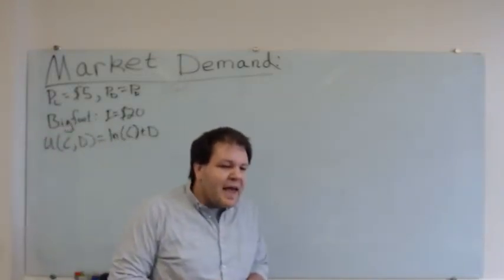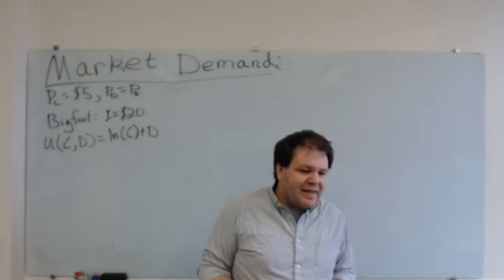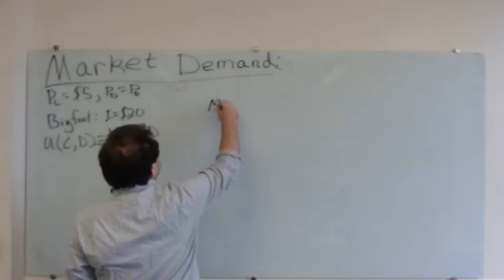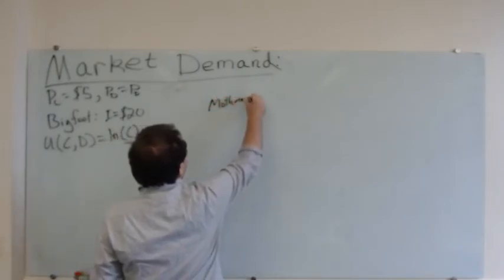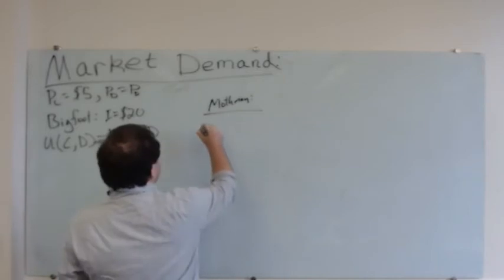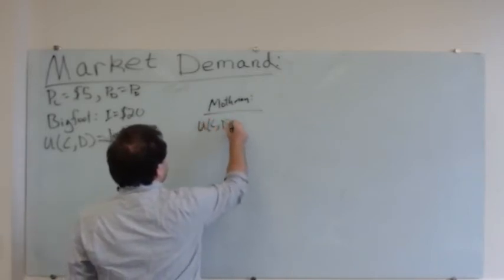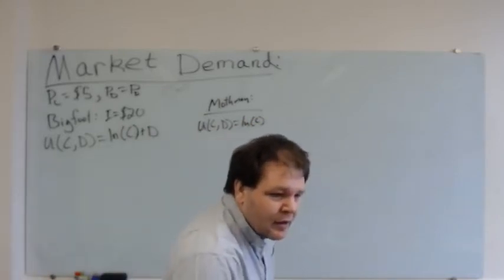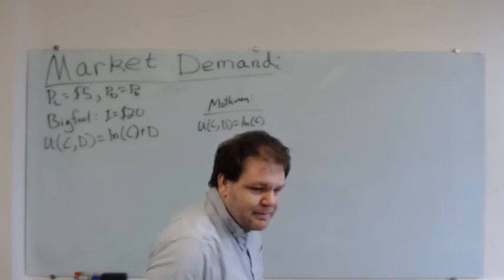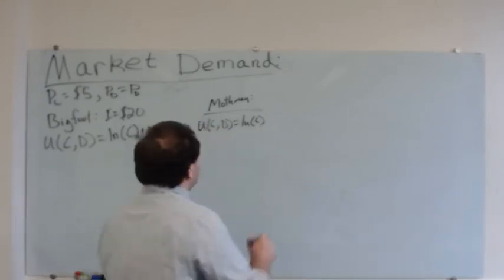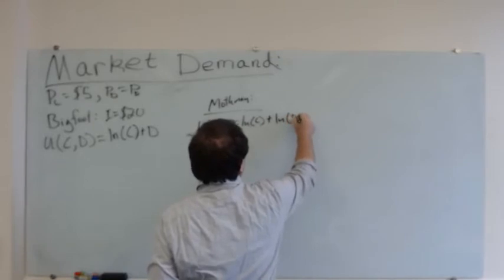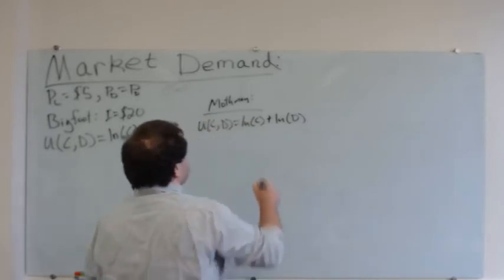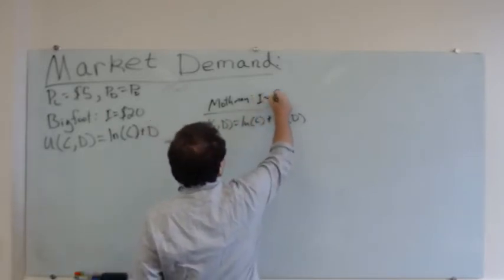And then for Mothman, right, let's say that Mothman's preferences are Cobb-Douglas. So for Mothman, he's going to have preferences U of C, D equals ln of C plus ln of D. And Mothman is going to have an income of $50. Cool.